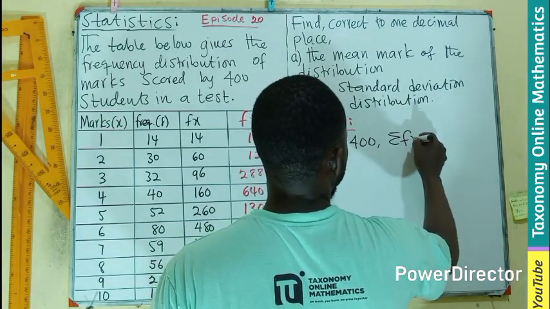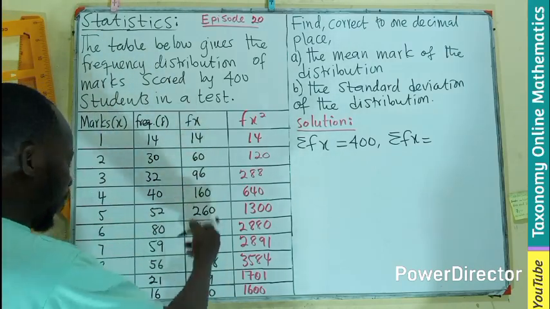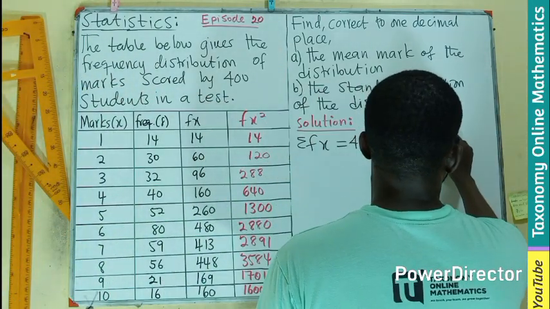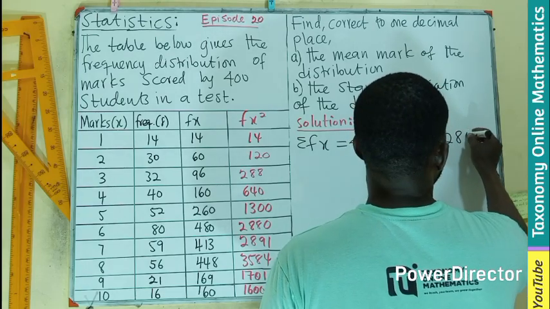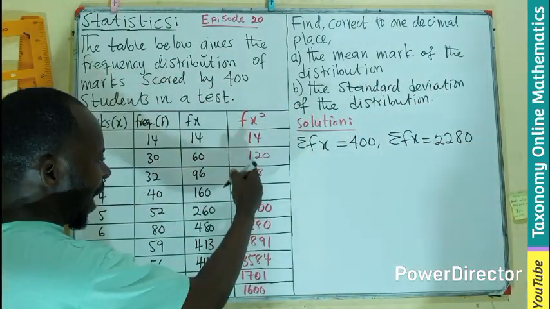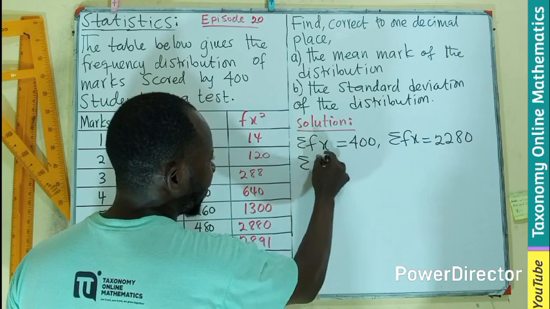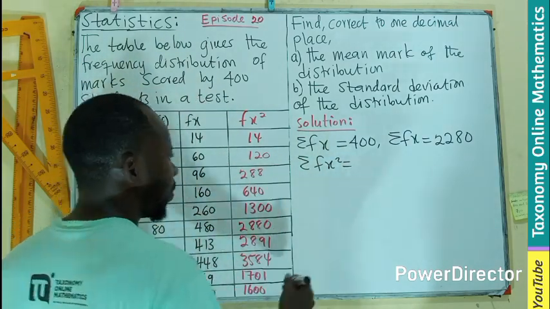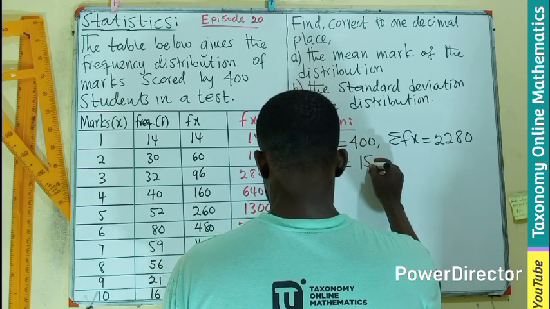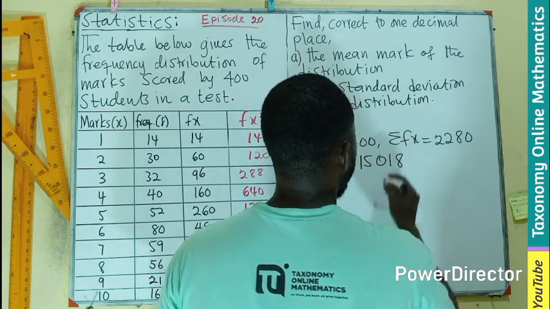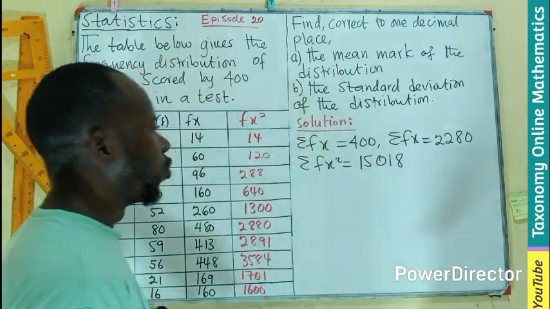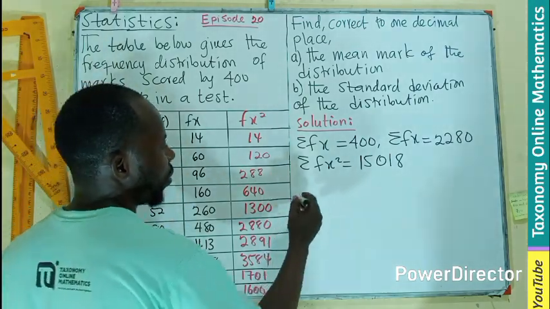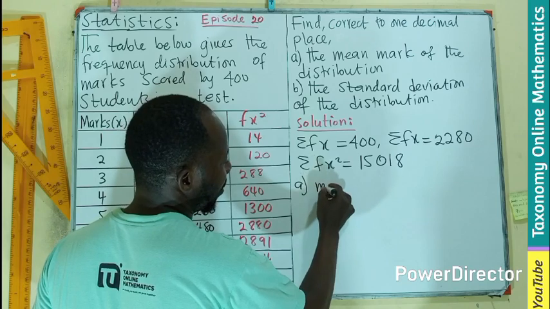Let's go for the sigma fx, which is this column. Let's add everything, and that will give us 2280. Then we need to add everything here as sigma fx squared. When we add all this, we get 15018 for those figures.